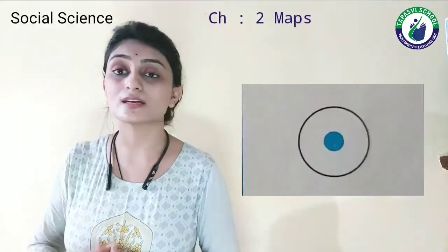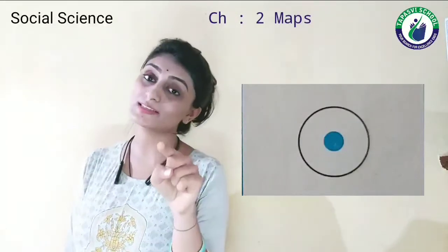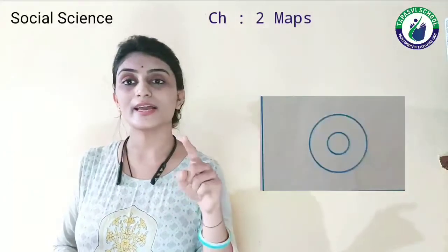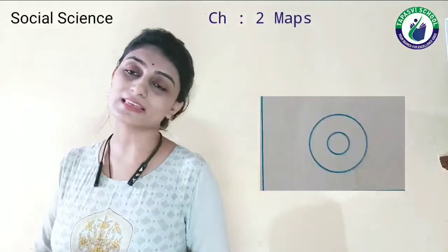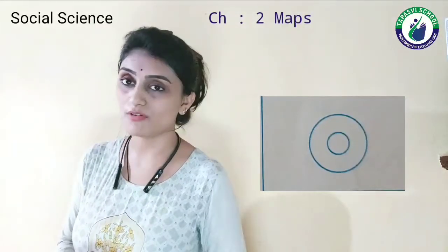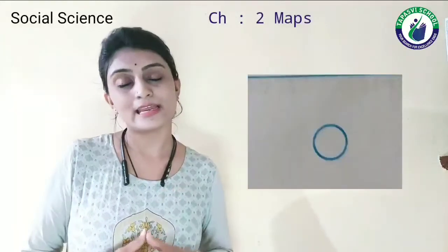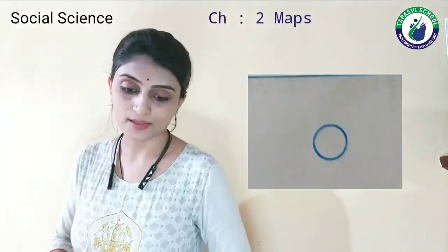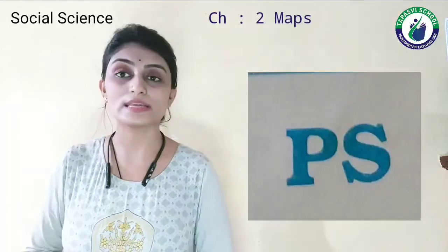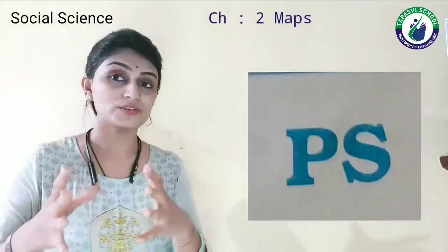Next, a circle with a dot indicates the national capital. A circle within another circle indicates the capital of a state. A small circle indicates a city. And next is PS, which indicates a police station. So that's how different conventional signs help us know the different places on a map.